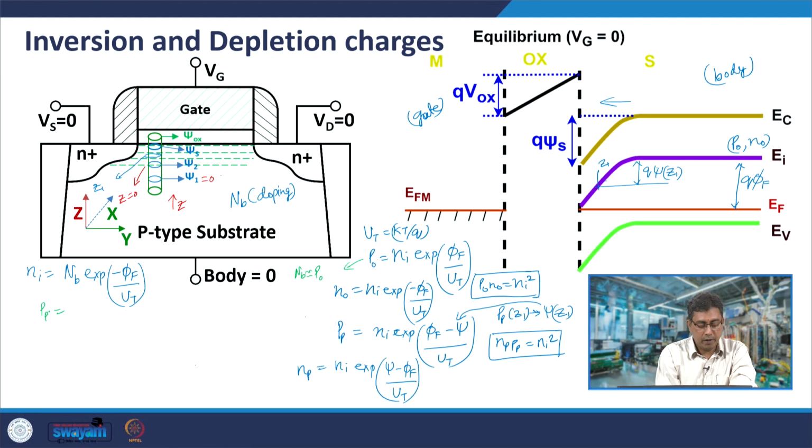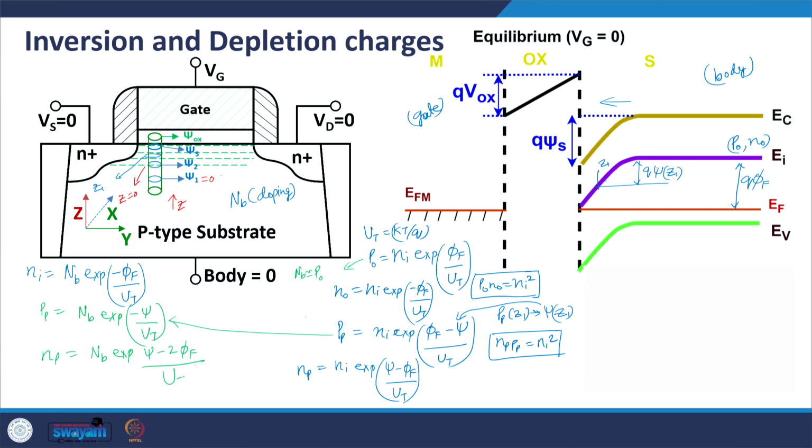So, you could have written this hole concentration within the depletion region as... this is coming from here. Likewise, you could have written electron concentration within the depletion region... isn't it? So, this second thing is quite interesting.